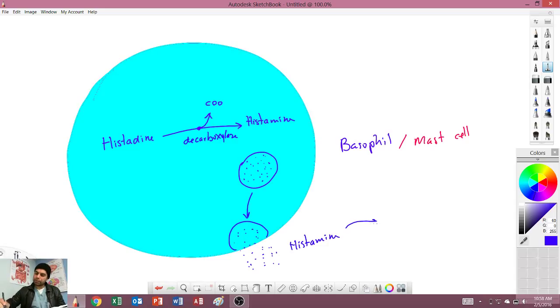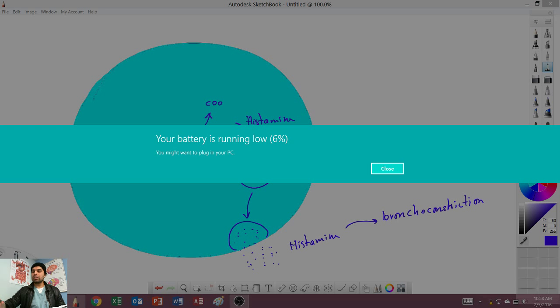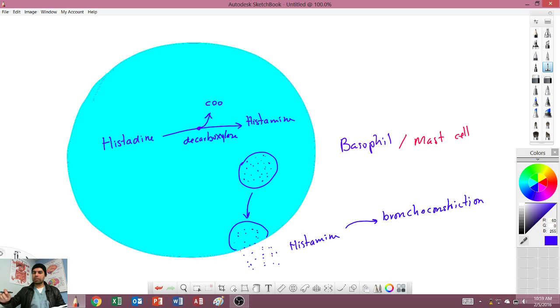Histamine can do a few things. Number one, it causes bronchoconstriction. Let me tell you this: histamine causes asthmatic attack. If you can memorize that, the rest is easy. If asthma is difficulty breathing, would you have difficulty breathing if your airways are shut or open? Shut. So that means they should cause bronchoconstriction.